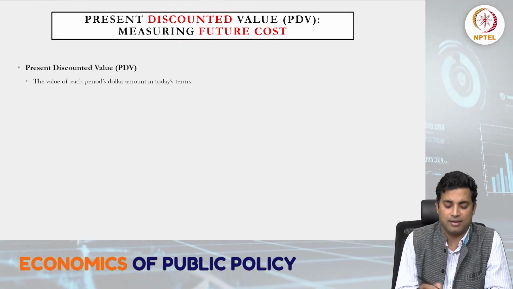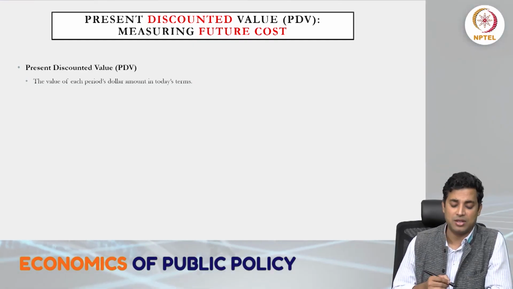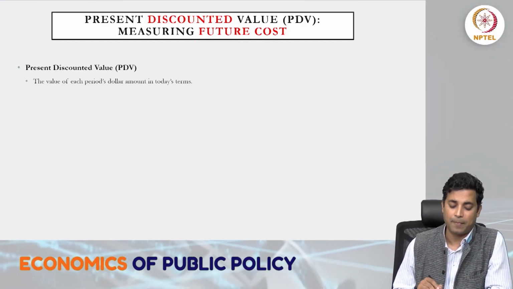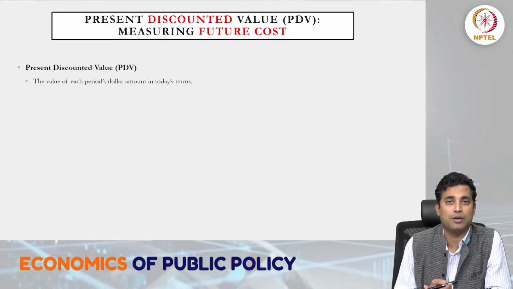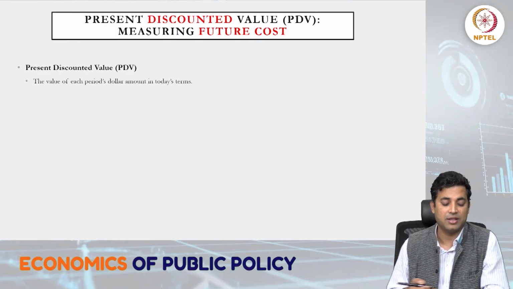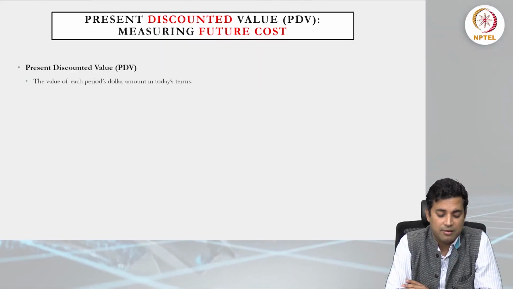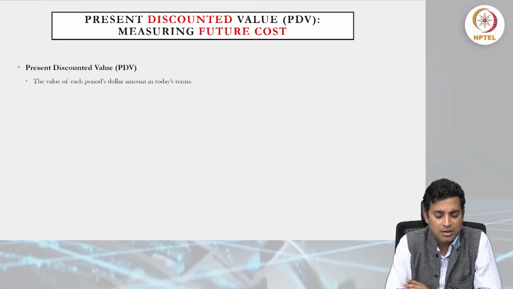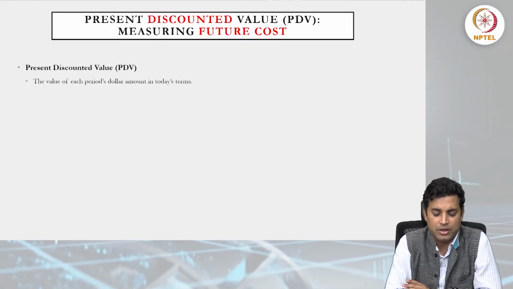So let's take an example, like this definition that I have taken from Jonathan Gruber's book. Any standard book will give you the definition of what present discounted value is: the value of each period's dollar amount in today's terms.